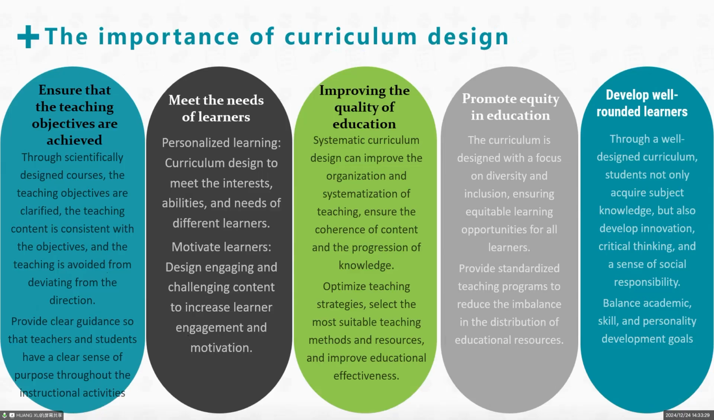The third is improving the quality of education. Systematic curriculum design can improve the organization and systematization of teaching, ensure the coherence of content and the progression of knowledge. Optimize teaching structures, select the most suitable teaching methods and resources, and improve educational effectiveness.